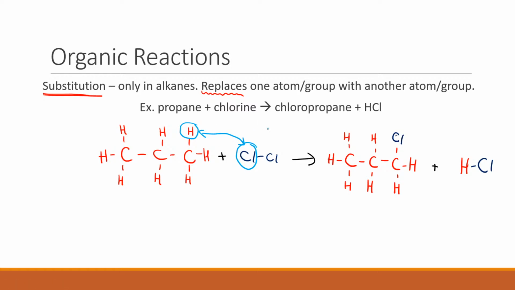a Cl. We could trade out an H for a branch. We can have that as a substitution. We can trade an H for a different halogen. We can trade it for an oxygen. We can trade it for an OH. It's not specifically for chlorine. That's just the example that we have here to look at.